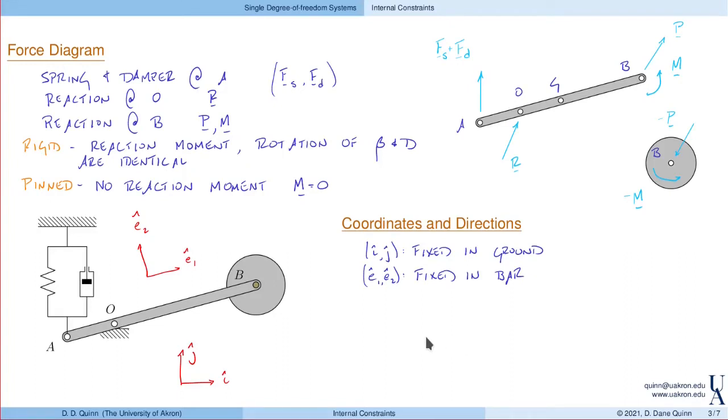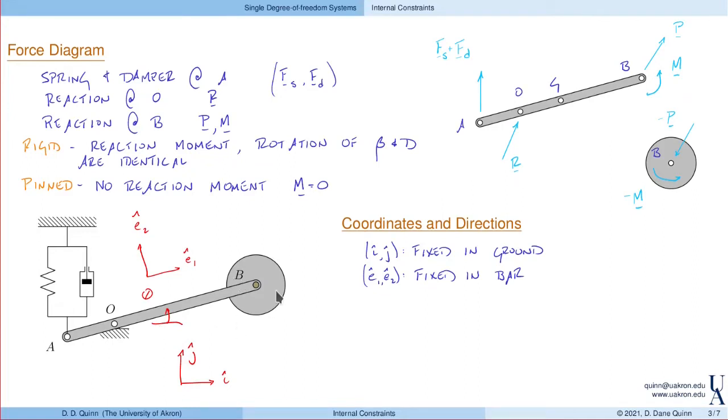Now let's look at coordinates. We're considering the bar and the disk as separate objects, so we need coordinates to describe the motion of each. Okay, well, for the bar, let's use the angle theta to describe the inclination of this bar with respect to the static equilibrium position, which, of course, in this problem is horizontal.